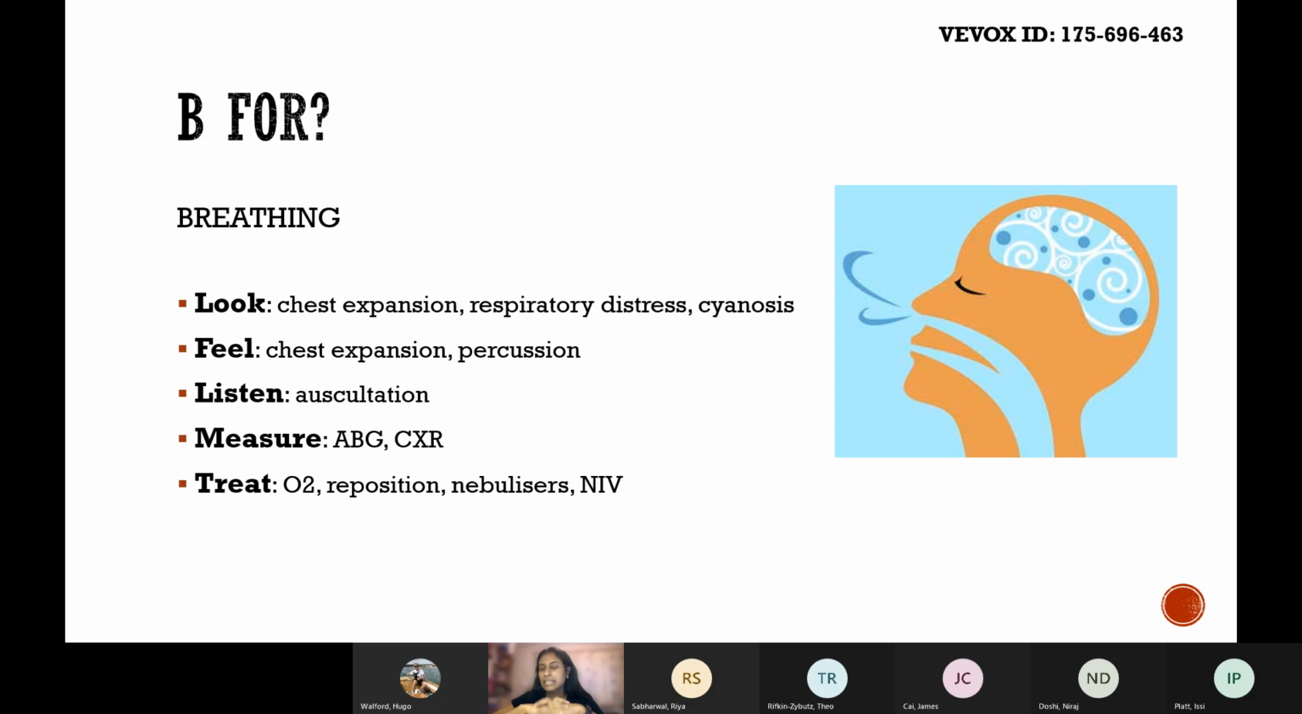Oxygen, exactly. And the classic is 15 liters per minute, high flow oxygen via non-rebreather mask. So that's another one of those phrases that you want to be learning. So oxygen, you might want to reposition them, nebulizers, as you said, and you might want to consider non-invasive ventilation. But normally it's those first three that you'll be thinking of.